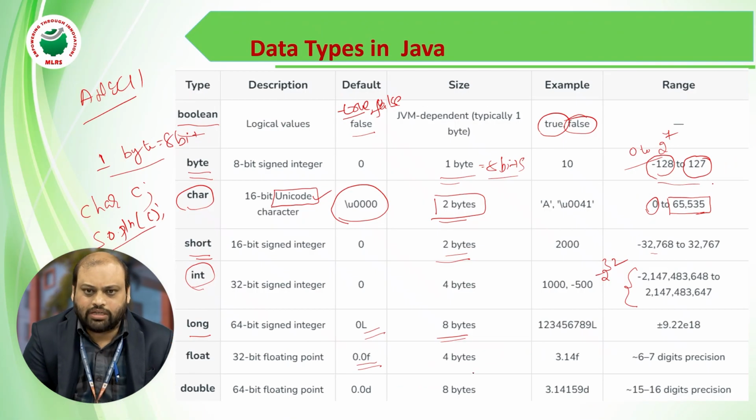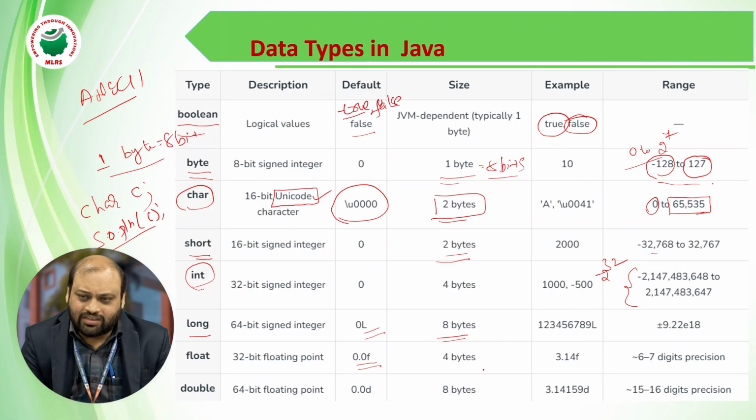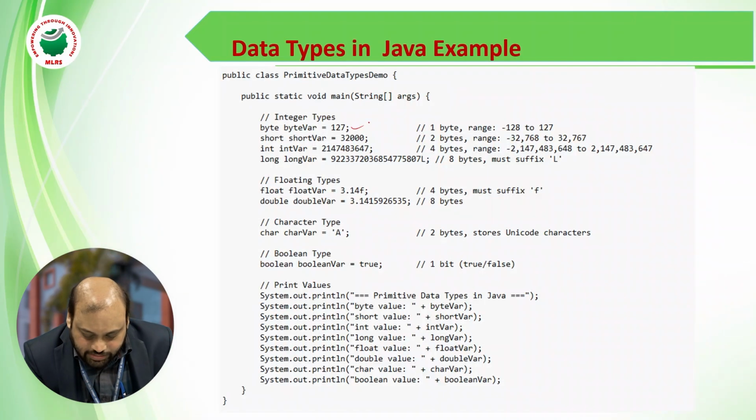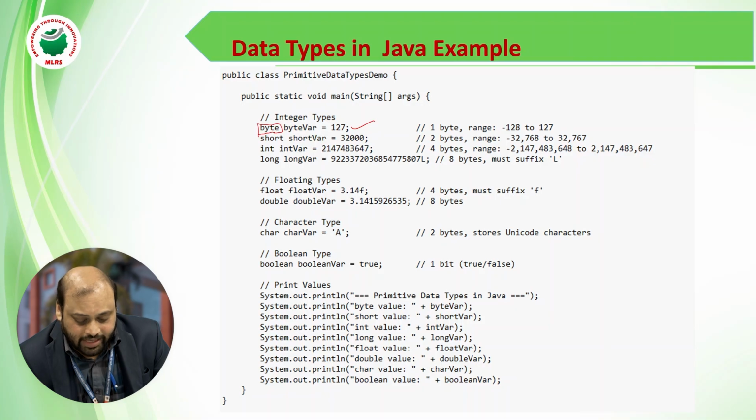Now we will see how to declare each data type and which keywords are used, with a simple program. So this is the program. Here this is the byte. In order to declare a byte variable, we definitely have to use the keyword byte. Short is the keyword to declare a short variable. So any value within the range we can use.